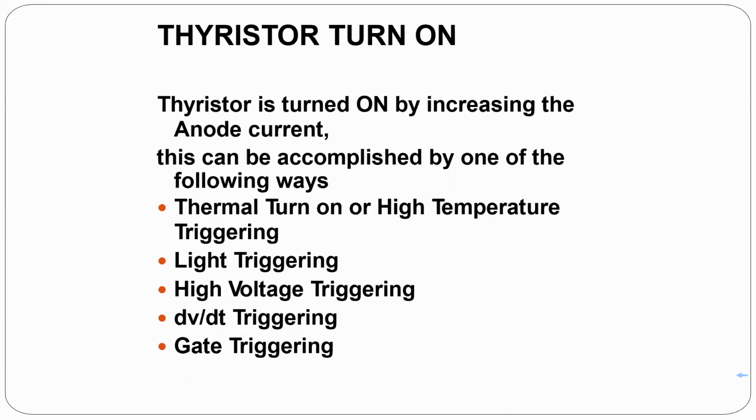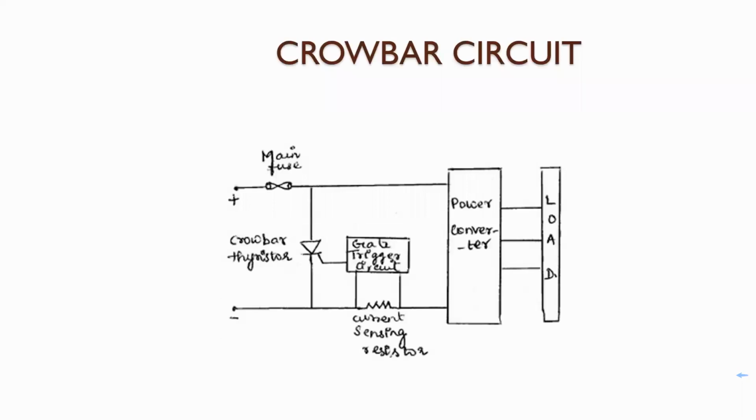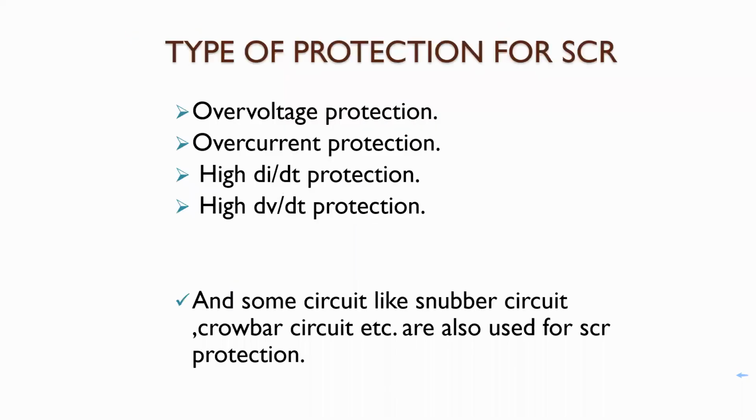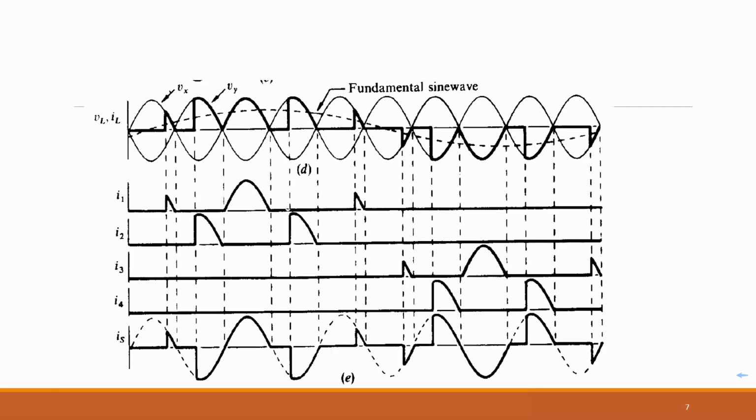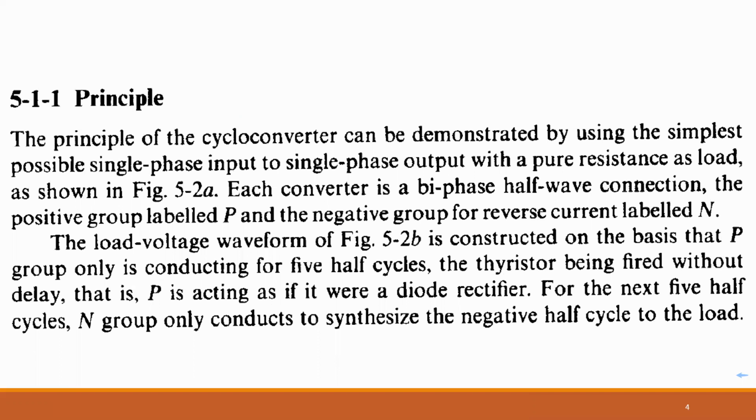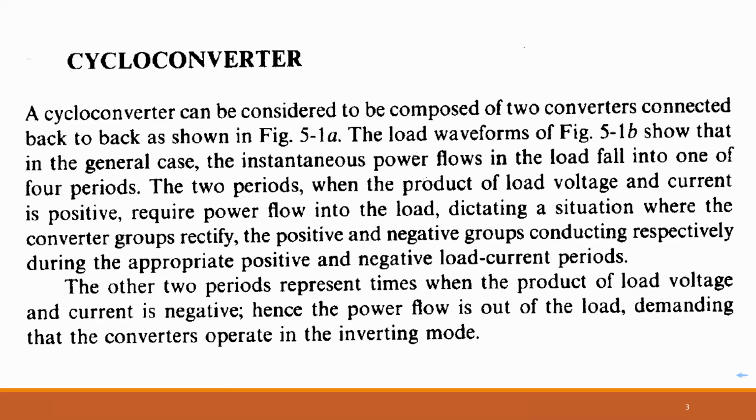So this was all about this course. We have studied cycloconverters, then protection of thyristors, different turn on methods for thyristors, and lastly the different firing pulses that can be used for turning on the thyristor. In the next class, we will go through voltage regulators and motor drives. These are some of the topics that are remaining.